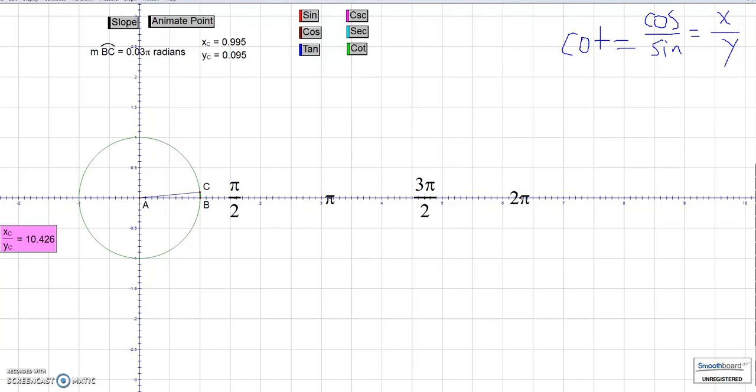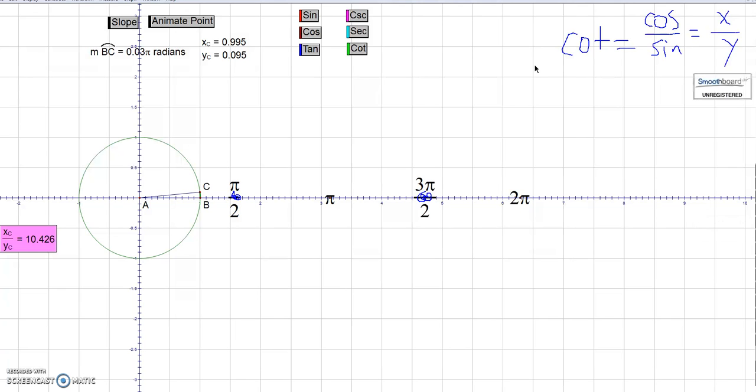So as we go through and we think about this, again, think about it the same way we did with tangent. If cosine was 0, what would that make cotangent? Well, if this is 0, 0 divided by anything is 0, so cotangent would also be 0. Cosine is 0 at pi over 2 and 3 pi over 2. Then what happens when sine is 0?